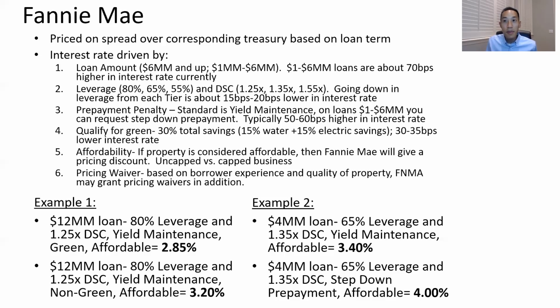But if your property just can't qualify, or it's just too expensive to do the green program, then you're going to end up with a rate probably in that low 3 range right now.